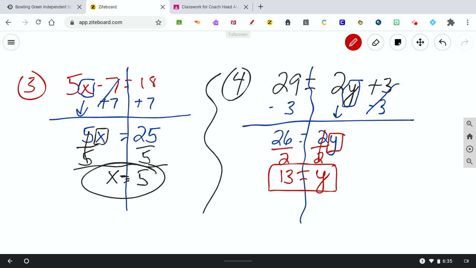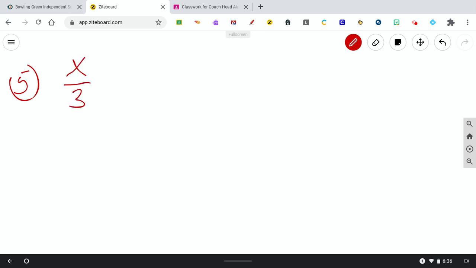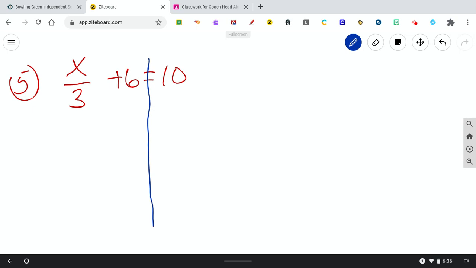Okay. Now we're going to look at a different type, same thing, just a little different setup. Okay. This will be example 5. I have x over 3 plus 6 equals 10. And I do the same steps. Draw my line. This is what I'm trying to get by itself. Okay. So I'm going to move the 6 first. So minus 6, minus 6. That cancels. 10 minus 6 is 4.